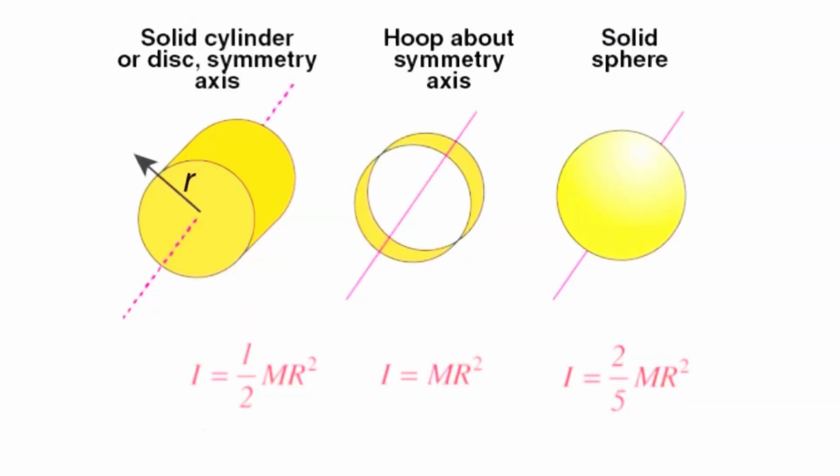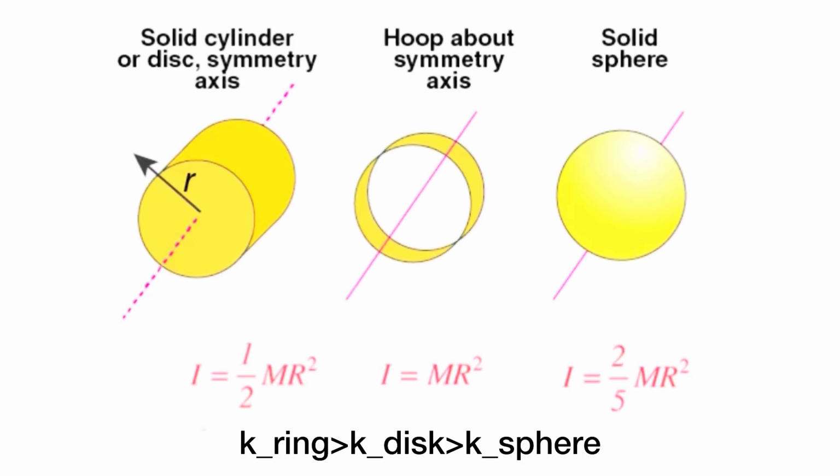A ring has its mass far from the center, giving it the largest inertia coefficient k. A sphere has the smallest k, while the disk lies in between. According to theory, objects with larger k should accelerate more slowly.